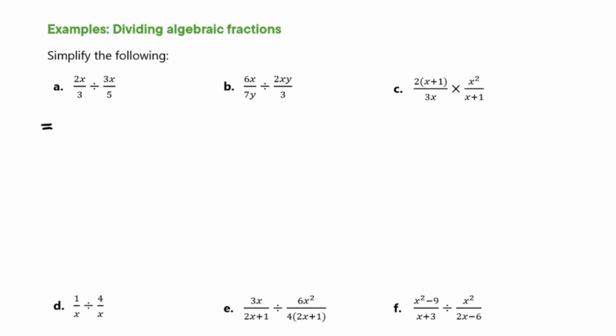So for example, we've got 2x over 3 divided by 3x over 5. Do not start cancelling yet. Your first action is to change the division sign to multiplication, and then 5 over 3x we have flipped. So it's up to you how you'd like to do this question now. You might decide that you like to cancel, or you might like to multiply the numerators and multiply the denominators. Let's multiply and have a look at what that looks like here. So 2x times 5 becomes 10x. 3 times 3x becomes 9x.